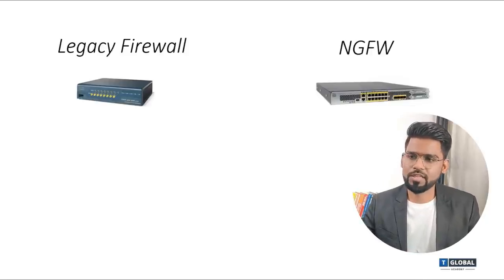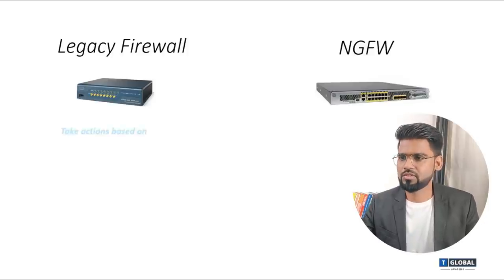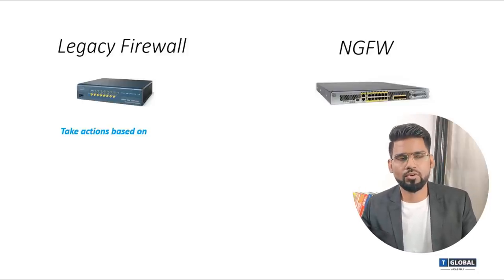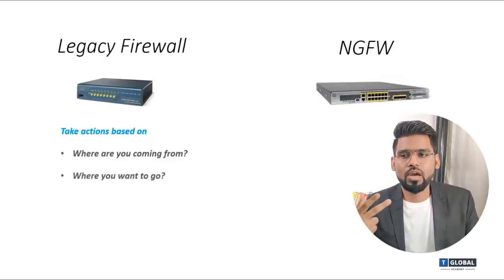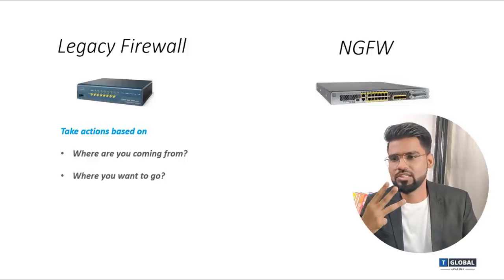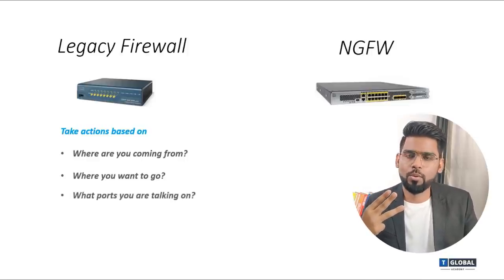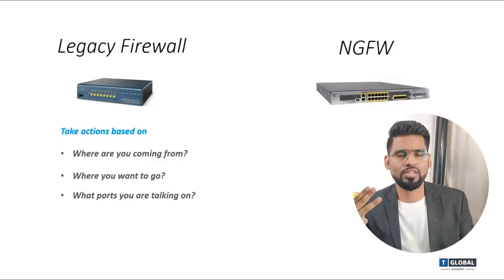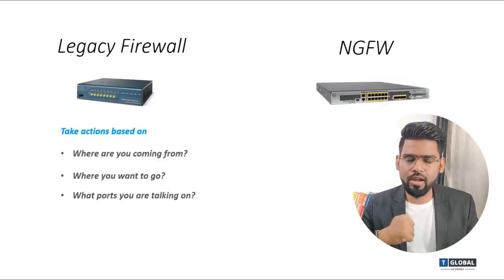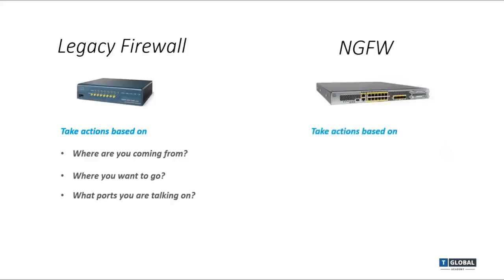So what do you see on the left? That's basically the legacy firewalls. And let me tell you the difference. The way the legacy firewall takes action, like a security guard, is based on three parameters. Where are you coming from? That's your source. Where do you want to go? That's the destination. And what ports are you talking on? The purpose of your meeting. So these are the three things needed for a legacy firewall, which it asks for on any traffic or request coming into it. When it comes to the next generation firewall, it takes action based on some more parameters.